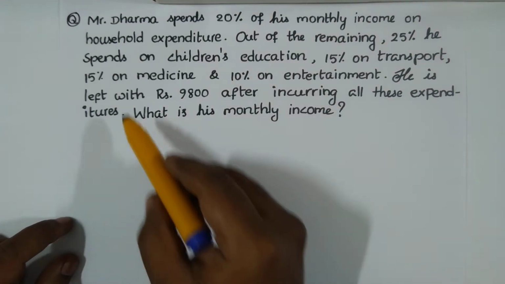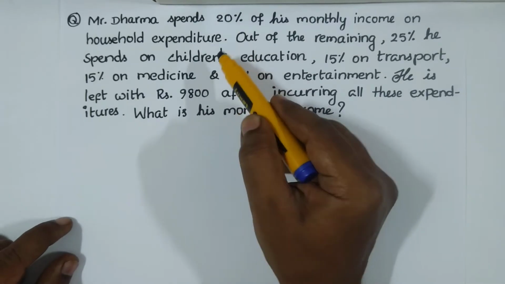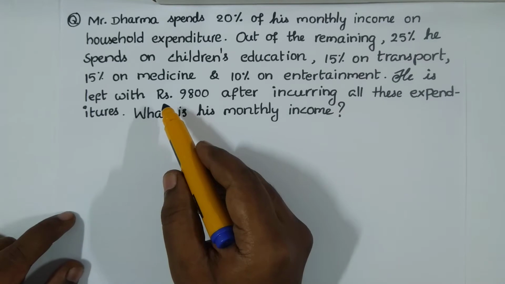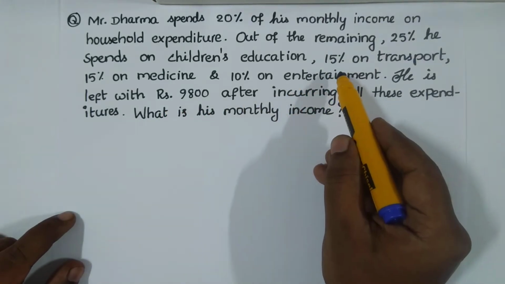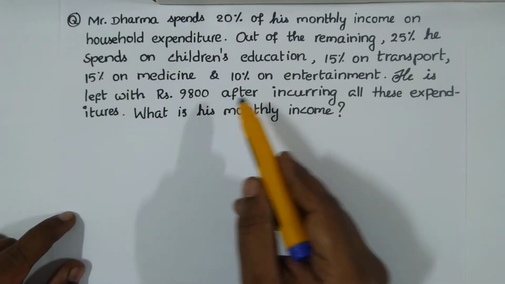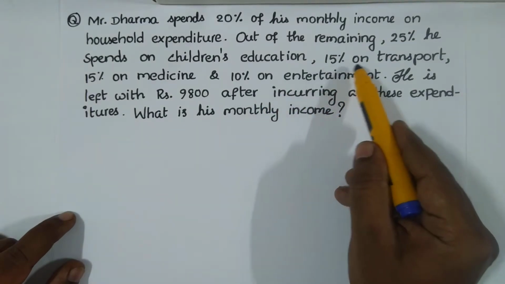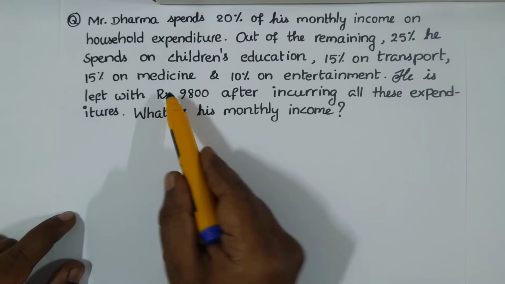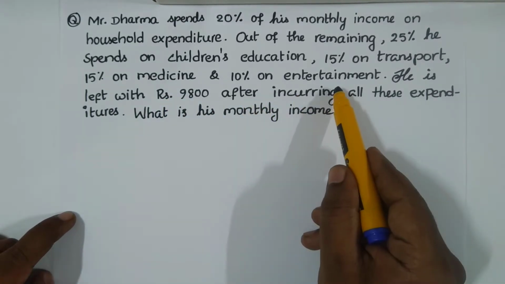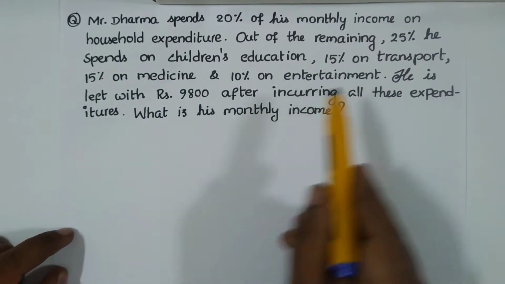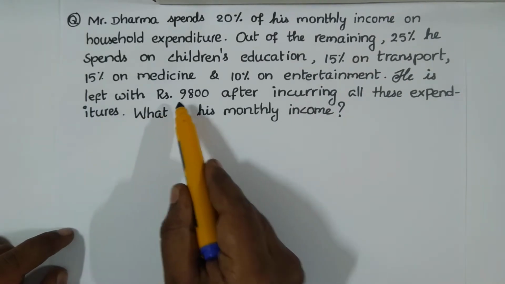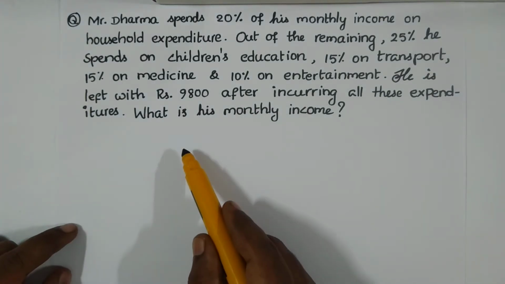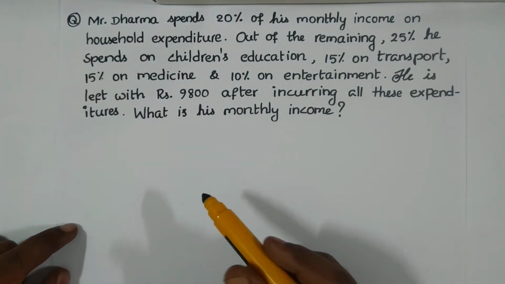Here we have a sample question from a percentage based topic. Now see, Mr. Dharma spends 20% of his monthly income on household expenditure. Out of the remaining, 25% he spends on children's education, 15% on transport, 15% on medicine and 10% on entertainment. Now he is left with rupees 9,800 after incurring all these expenditures. Now what is his monthly income?